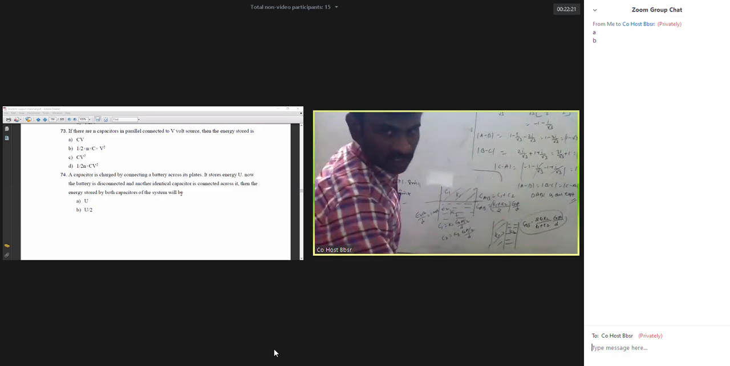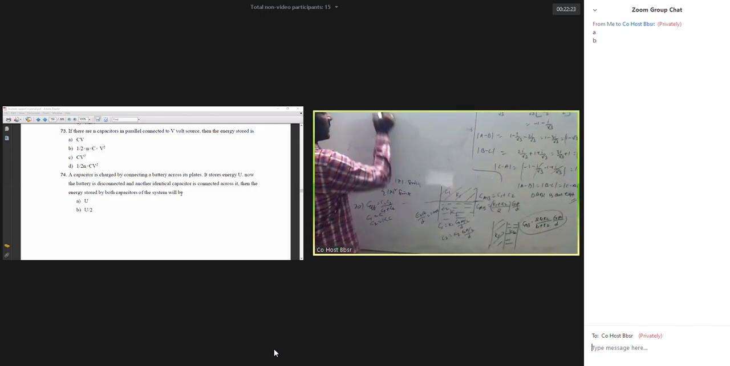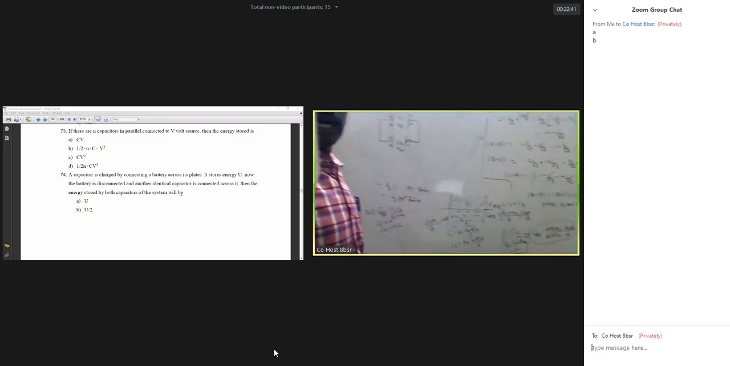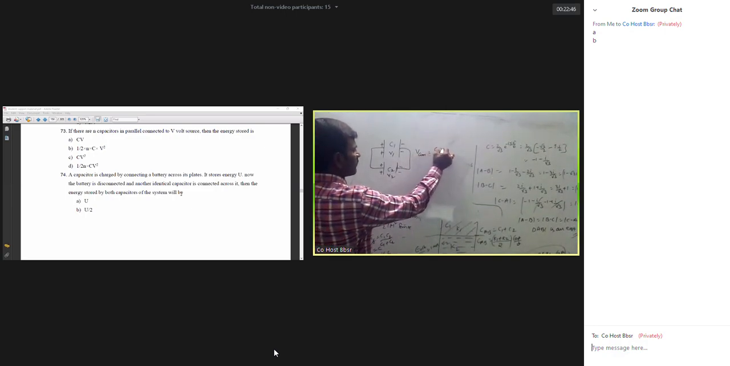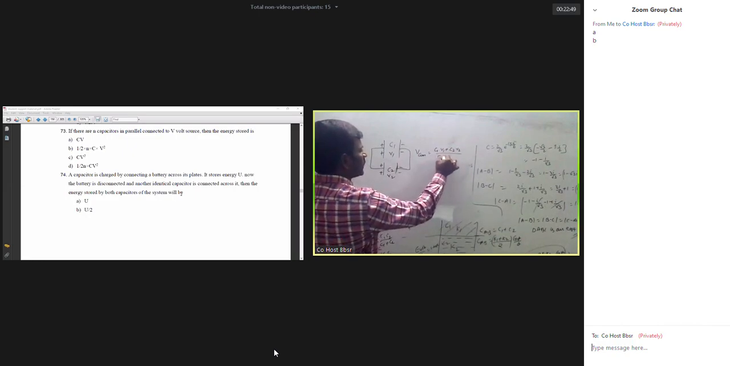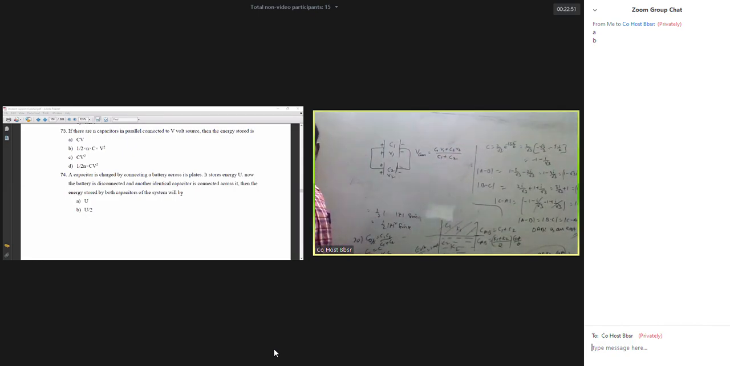I will give you a hint. You may or may not remember the common potential formula. C1, C2, V1, V2. If the positive terminals as well as the negative terminals are connected, what is the common potential V? V common is equal to how much? C1 V1 plus C2 V2 by C1 plus C2. If the second capacitor is uncharged, V2 you should write as 0.